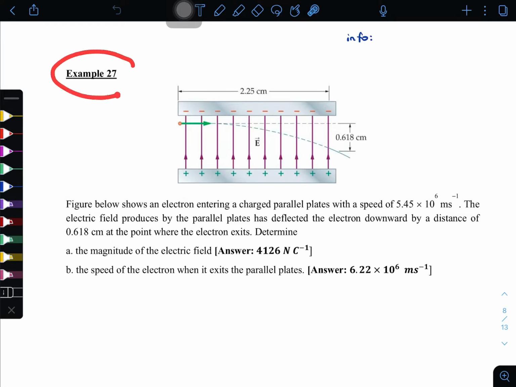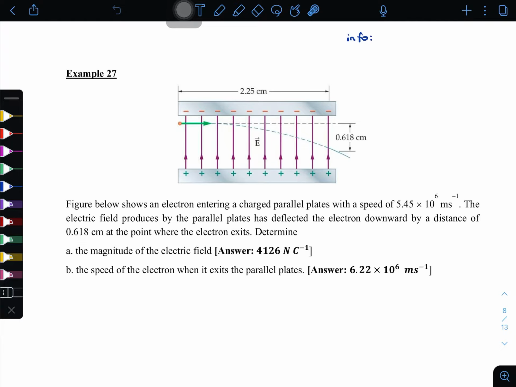Okay, for example 27, the figure below shows an electron entering a charged parallel plate with a speed of 5.45 × 10^6 meter per second. The electric field produced by the parallel plate has deflected the electron downwards by a distance of 0.618 centimeter at the point where the electron exits. Determine the magnitude of the electric field and the speed of the electron when it exits the parallel plates.